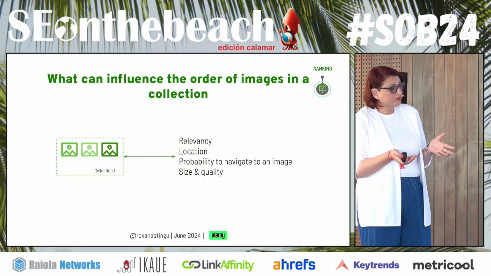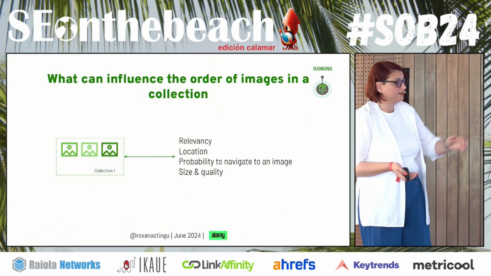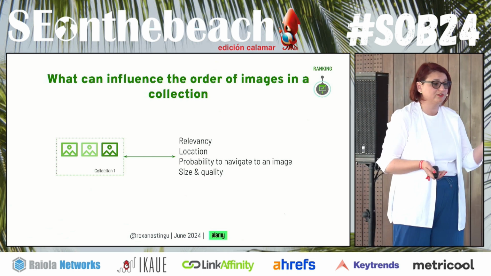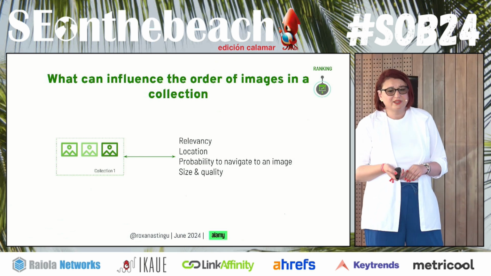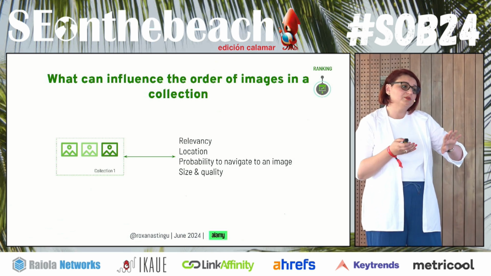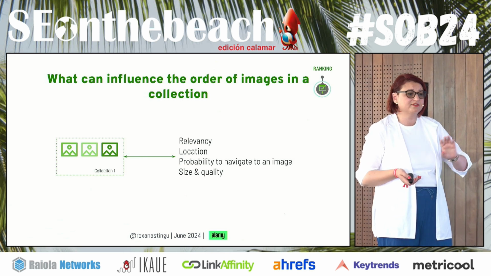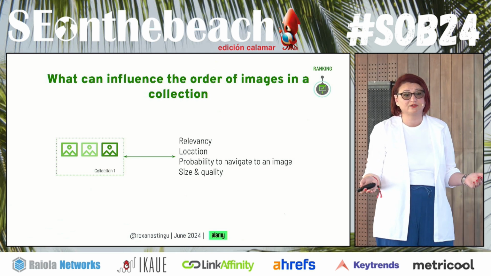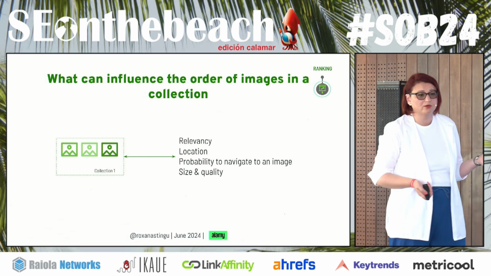In order for those images in that collection to get ranked, there are different factors that fit in. These are only a few. Of course relevancy matters, and location. You're in the US, you might get other images than I'm getting here in Spain. There's also a thing that you get two images one after the other because they have a high probability that people seeing one image want to click on the other image as well. So that's a factor when it comes to ranking for images. And of course you have things like size and quality.